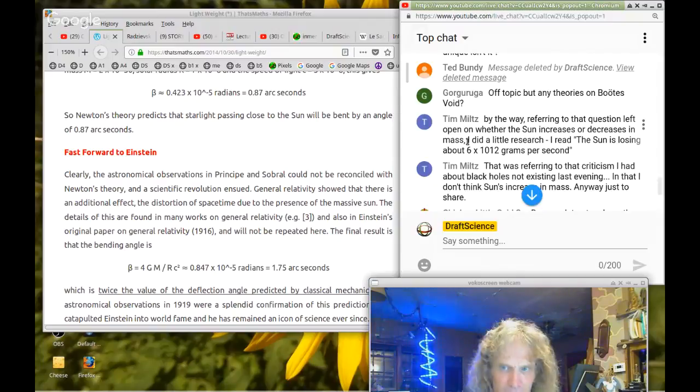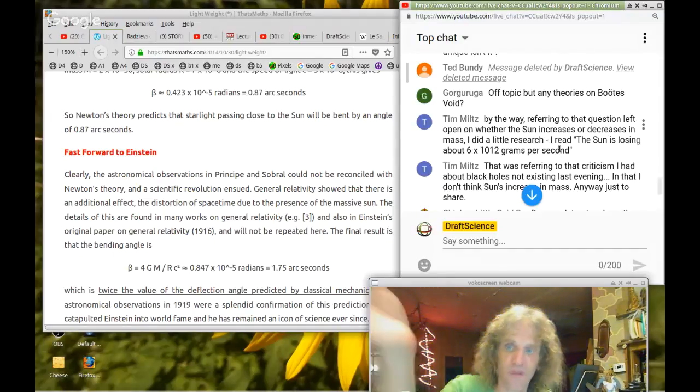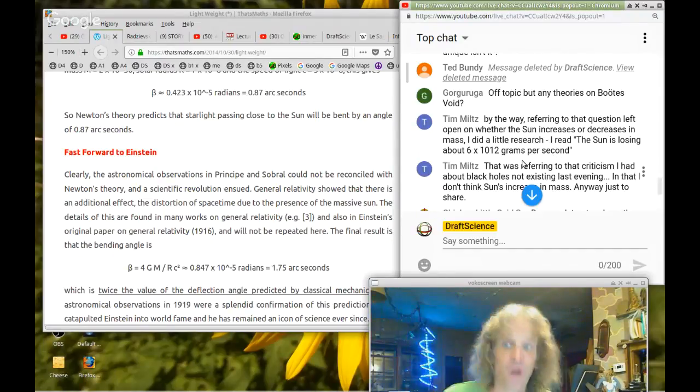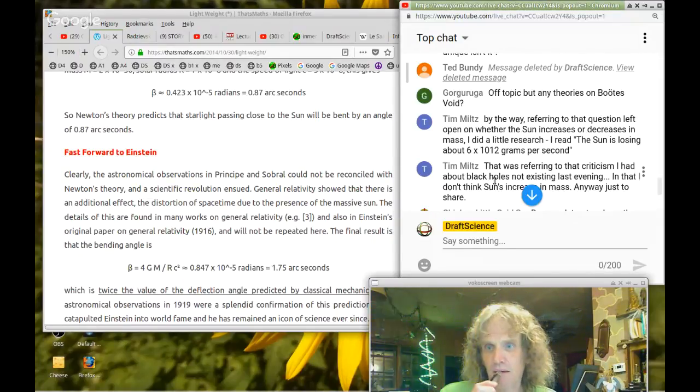By the way, referring to that question left open on whether the sun increases or decreases in mass, it obviously doesn't. I did a little research. I read the sun is losing about 6 times 10 to the 12 grams per second. Yes, that's what I've theorized. Yes, it's burning that much fuel, which is a tiny fraction of its mass, by the way. It would take a zillion years for the sun to run out of fuel at that rate of loss. All right.